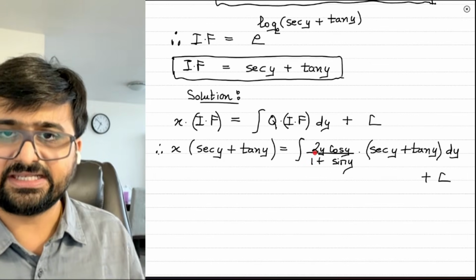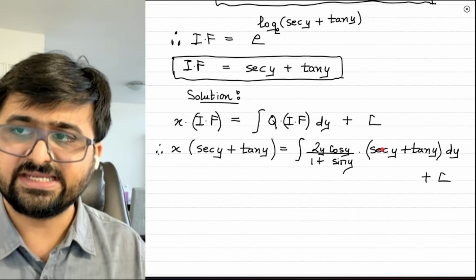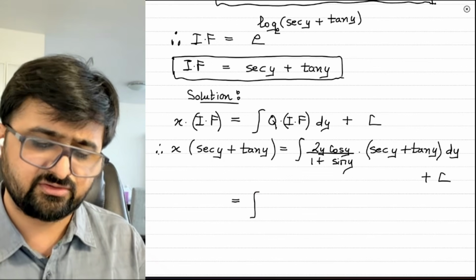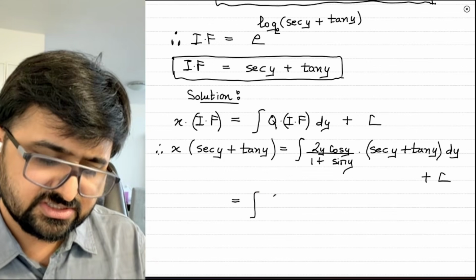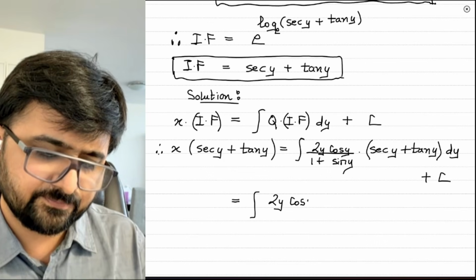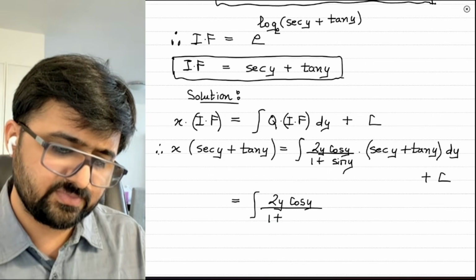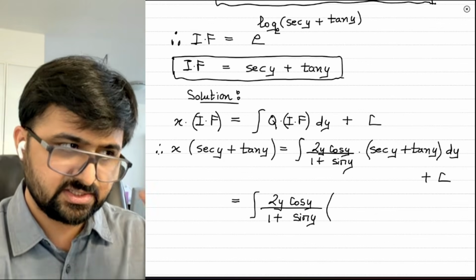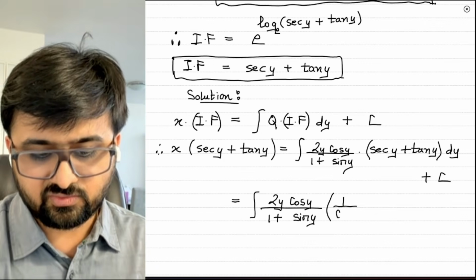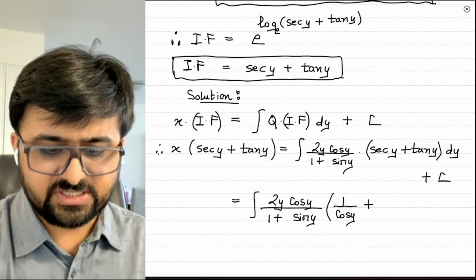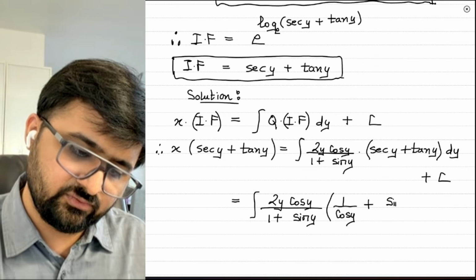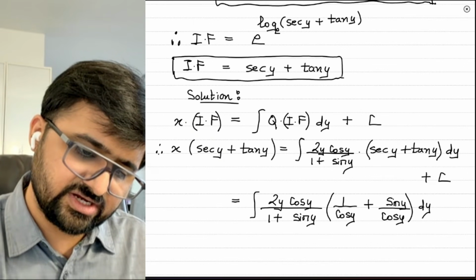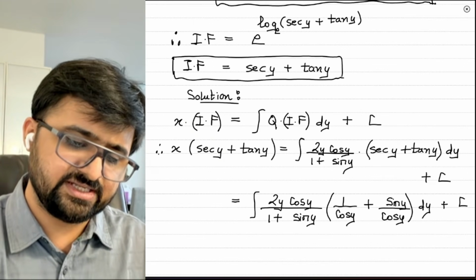It's not that hard to integrate this. We just have to convert those trigonometric functions into sine and cos. So we have 2y cos y divided by 1 plus sine y, and let's write sec y as 1 upon cos y, plus tan y as sine y upon cos y, dy plus the constant of integration c.